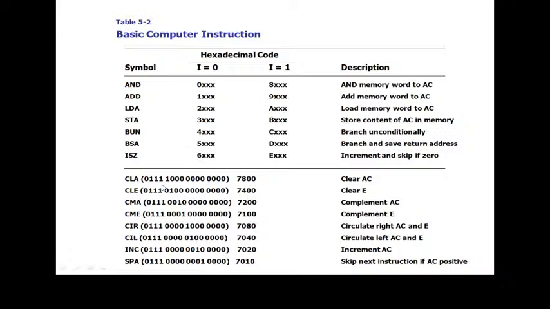CLA stands for clear the accumulator. What do you mean by CLA? When an instruction CLA gets executed, the contents of the accumulator will get cleared. Regardless of the contents prior to this instruction execution, the contents will be flushed off to 0 when you execute CLA.